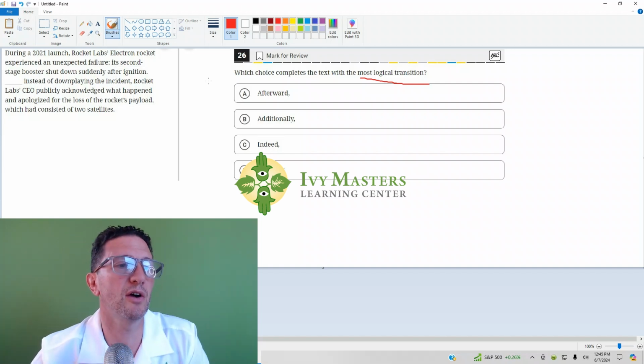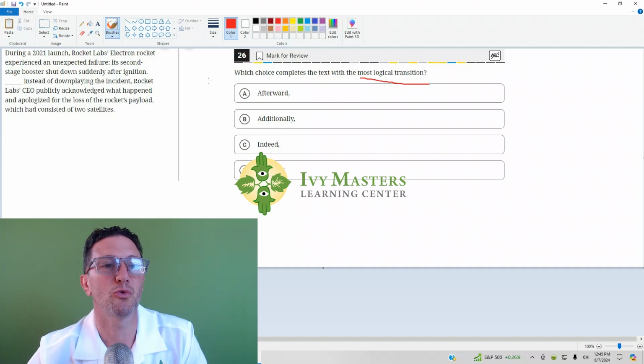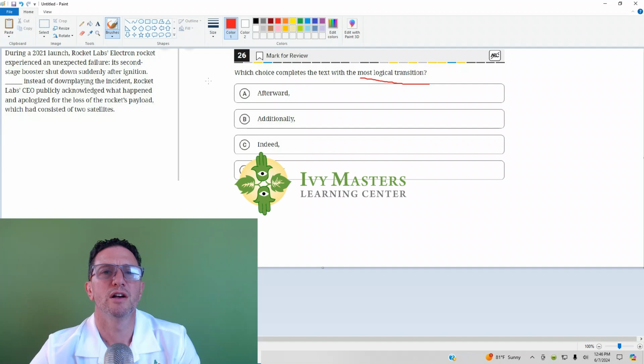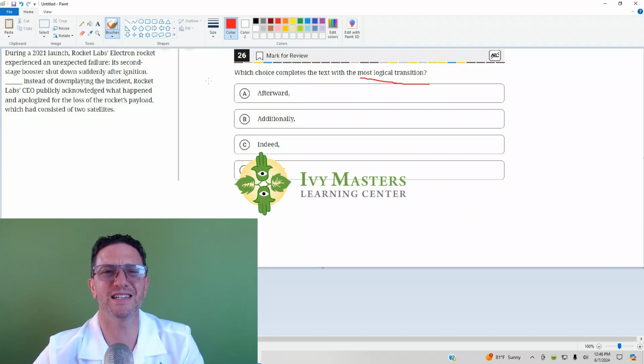So we read the paragraph. During a 2021 launch, Rocket Lab's Electron rocket experienced an unexpected failure. Its second booster shut down suddenly after ignition. Instead of downplaying the incident, Rocket Lab's CEO publicly announced what happened and apologized for the loss of the rocket's payload, which consisted of 2 satellites. So, if you notice, it sounded fine with nothing at all. When you get that, then you're going to have a transition that shows similarity.